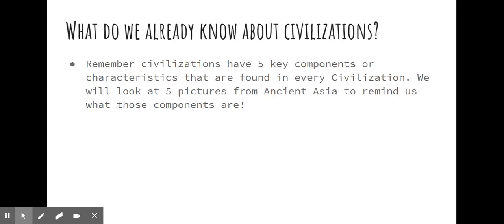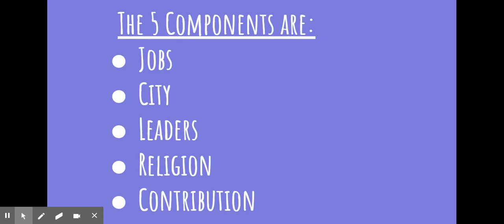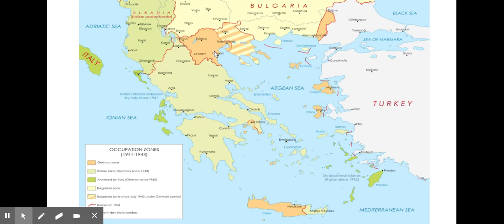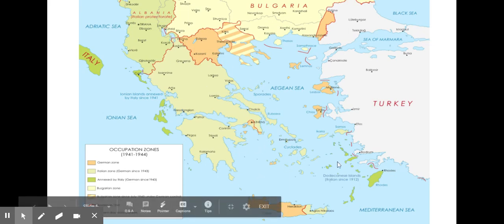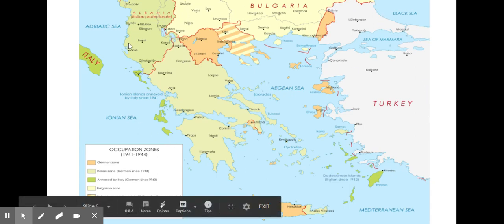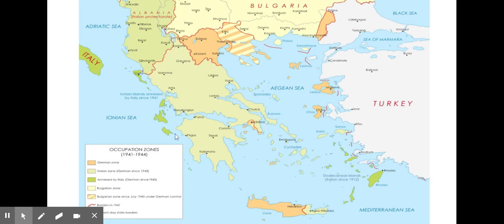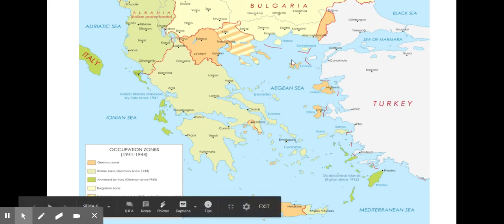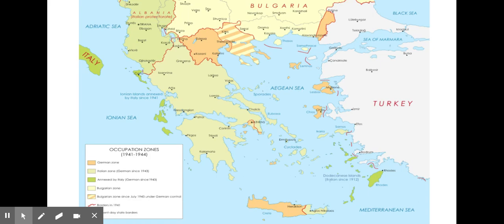Remember, civilizations have 5 key components. Here are those 5 key components. We have jobs, cities, leaders, religion, contributions. And we're going to be looking at those as we go through the ancient Greeks as well. Remember, the ancient Greeks, this is the country of Greece, but the ancient Greeks owned many, many other areas surrounding Greece as well. But I'm just wanting to show you really quick where the ancient Greeks were at for most of their lives.